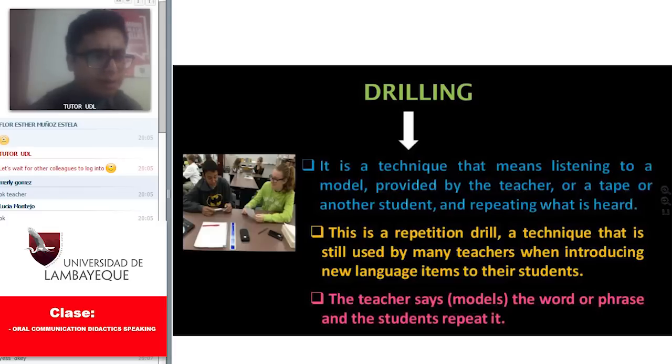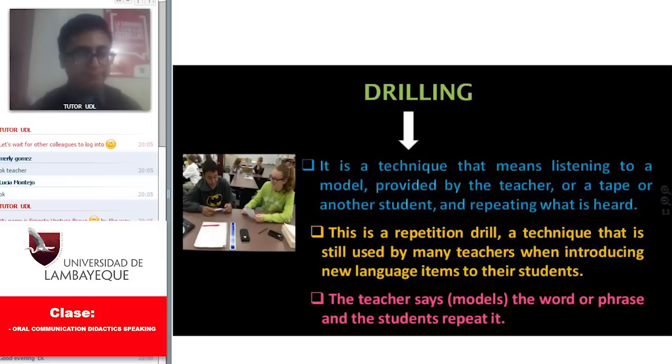So, have you ever heard about drilling? Do you have any idea what drilling is? Do you know what drilling is, students? Do you have any ideas about that? No ideas about drilling? Any word that comes to your mind? No? Okay, Flor, no problem.